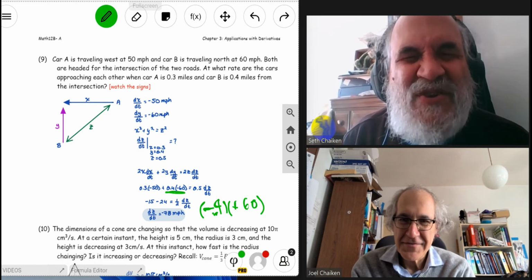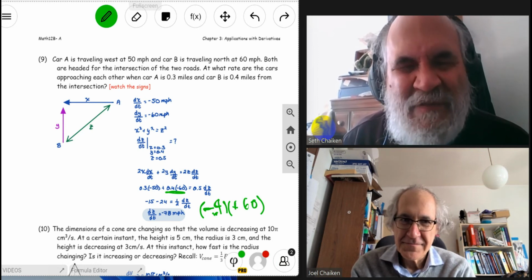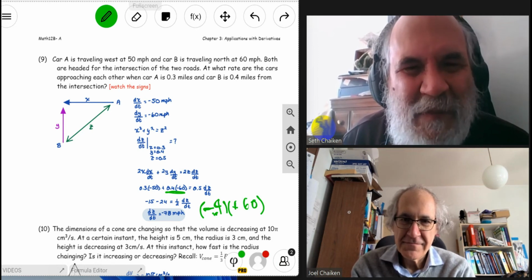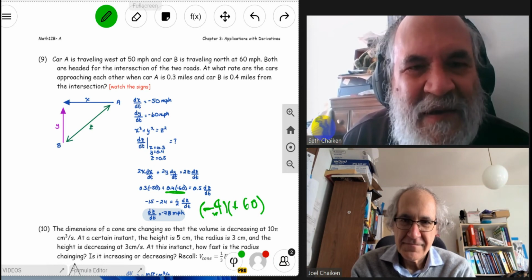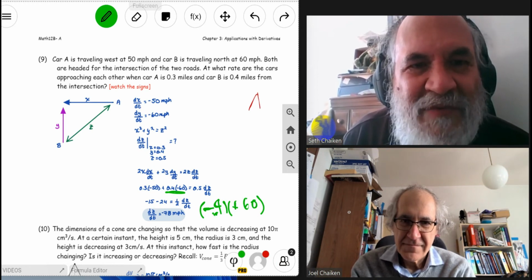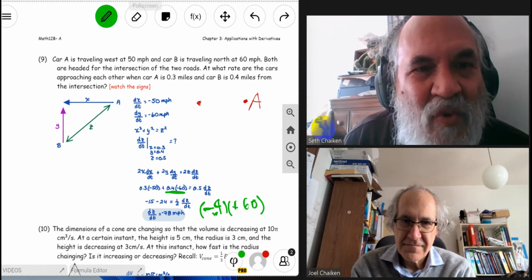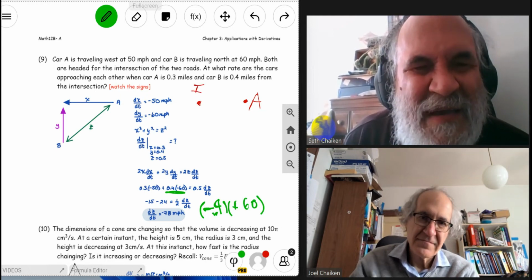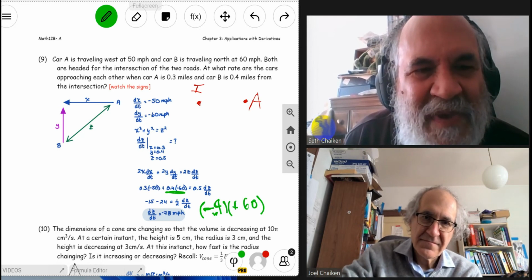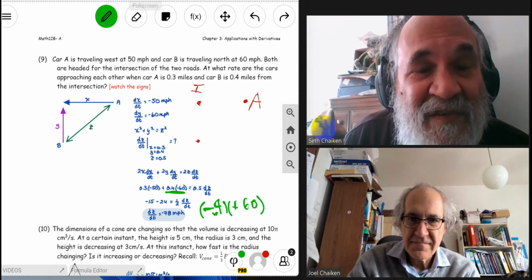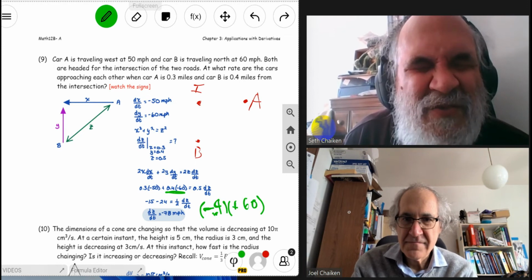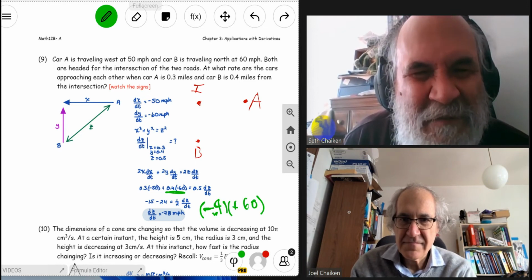What I want to do is draw a picture of the geometry of the situation. We have car A, and my writing will be in red. Car A is at this point. The intersection is due west of car A. Car B is at this point, it's due south of the intersection.